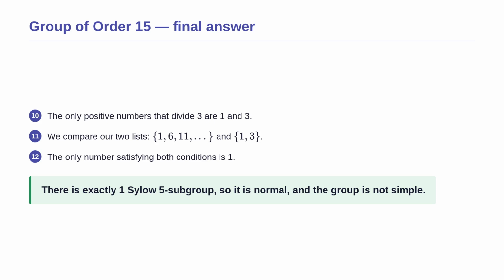The only positive numbers that divide 3 are 1 and 3. Now we compare our two lists of possibilities. We need a number that is in the first list, meaning it leaves a remainder of 1 when divided by 5, and is also in the second list, meaning it divides 3. The only number that satisfies both conditions is 1.